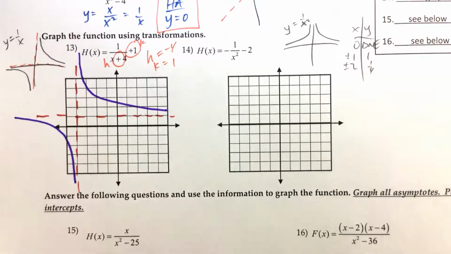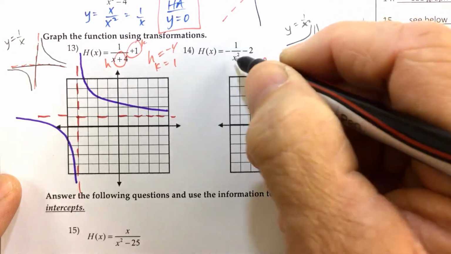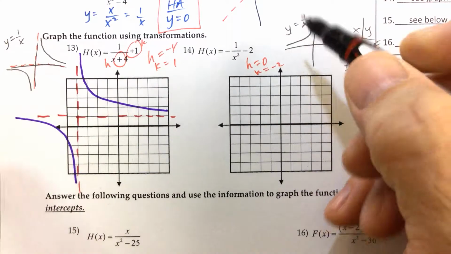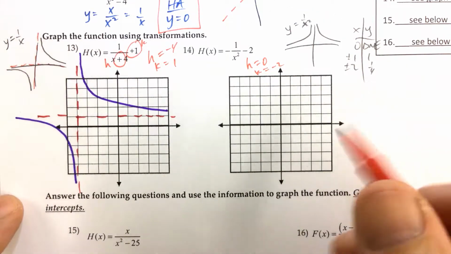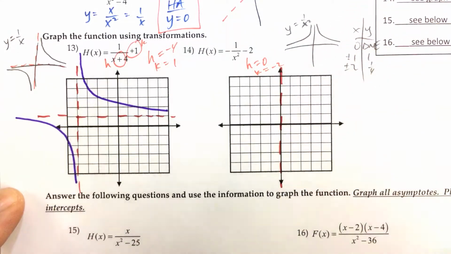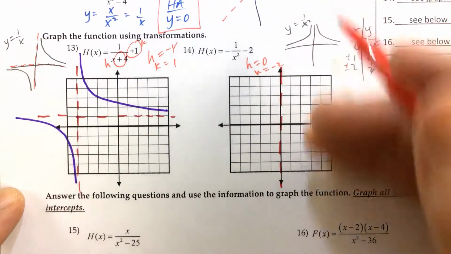All right, let's take a look and see how it looks over here. For number 14, we have an H equals 0 because nothing is being subtracted from X. We have a K equals -2. And so, since H equals 0, we don't move the graph left or right. So therefore, the vertical asymptote remains X equals 0. If K is -2, we're going to drop this graph down 2 units.